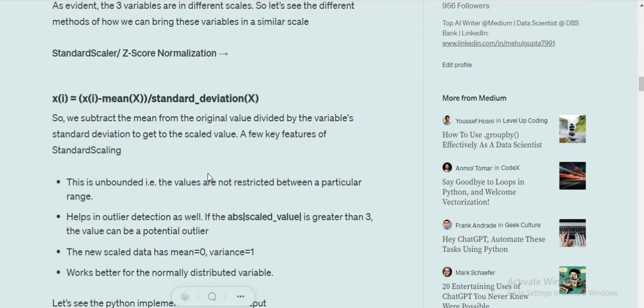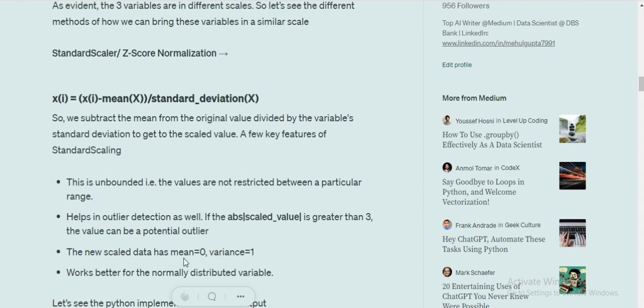For example, in the case of min max scaler we have a range of 0 to 1. In other scalers we have a range from minus 1 to 1. But in the case of z-score normalization, we don't have any particular range and the values are unbounded. So there is no particular range in which the values would be limited. If the final scaled value is beyond minus 3 or 3, that is out of this particular range, then it is possible that the value is a potential outlier.